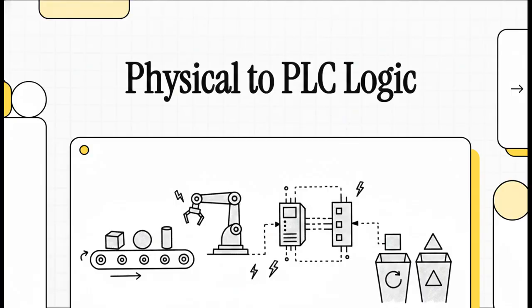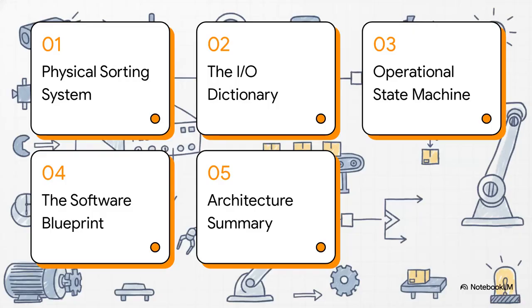Let's get into it. So, here's our game plan. We're going to tackle this in 5 quick steps. First, the physical sorting system, then the I/O translation dictionary, the operational state machine, the software blueprint, and finally, an architecture summary. We are literally traveling straight from the physical world right into the digital brain of the PLC.